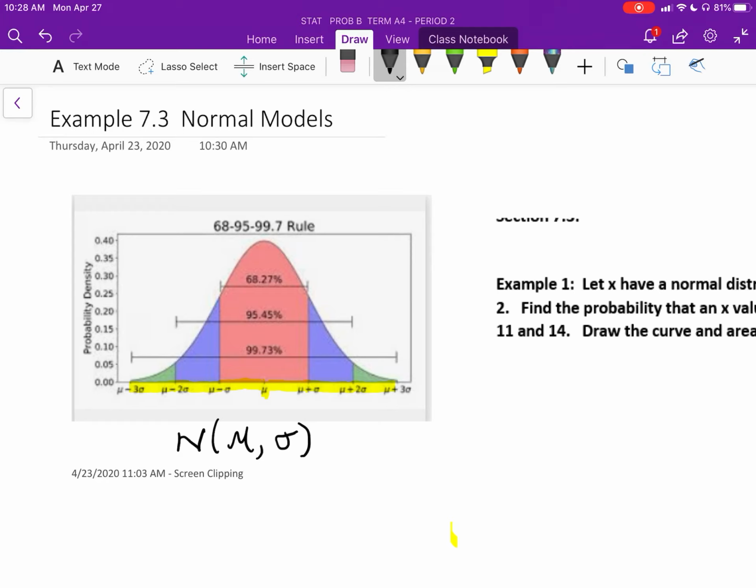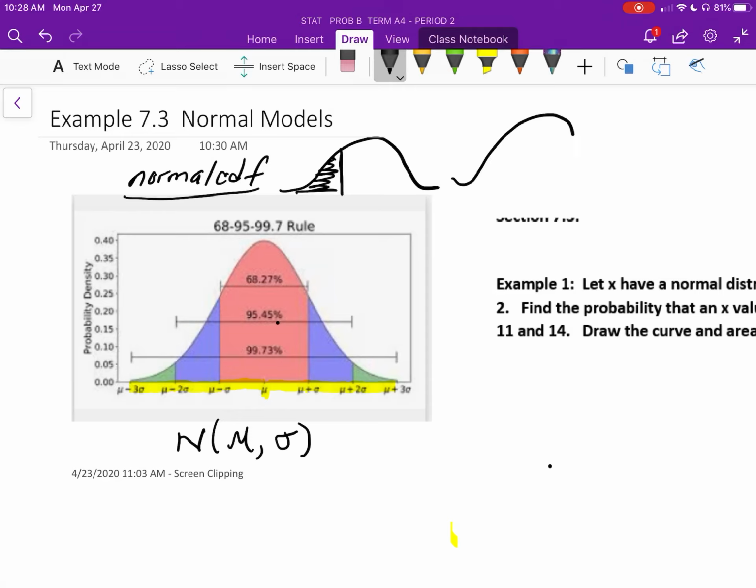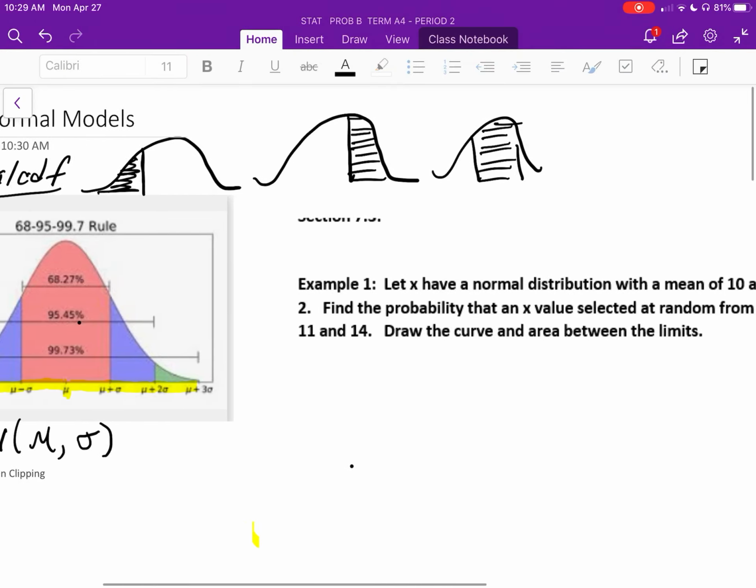And if you remember from the previous video, we use the normal cumulative density function on our calculators to give us areas both to the left of a value and to the right of a value. These are always probability. Or we can find the value in between, like for the empirical rule, but it could be for values that are not necessarily at 1, 2, or 3 standard deviations away. So let's look at an example here.